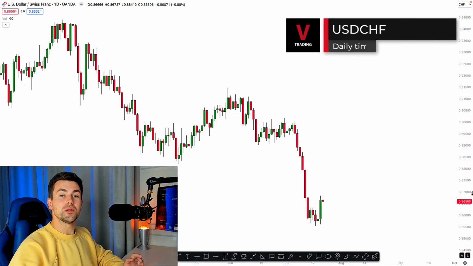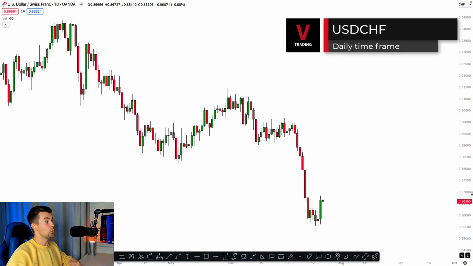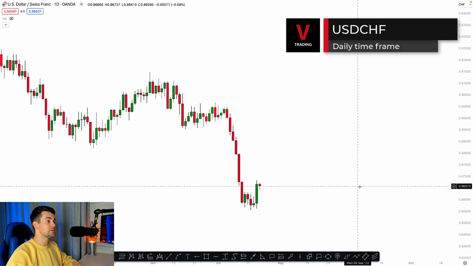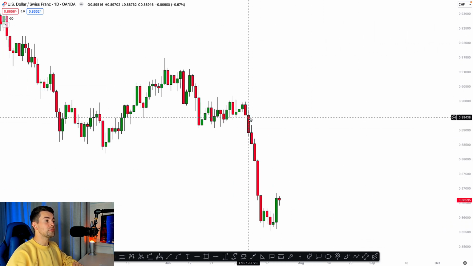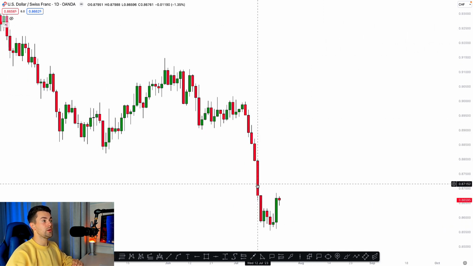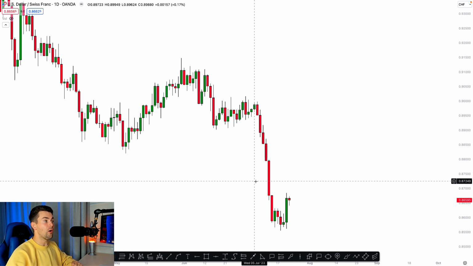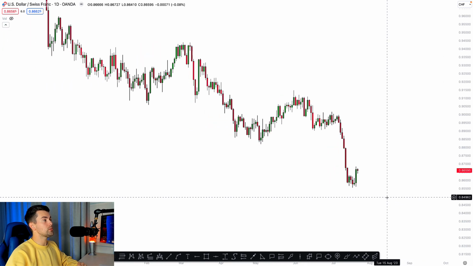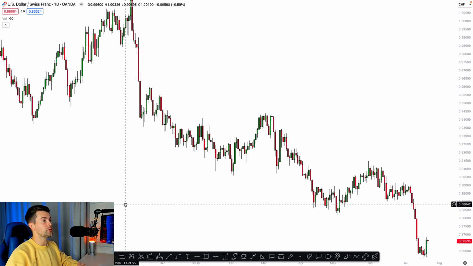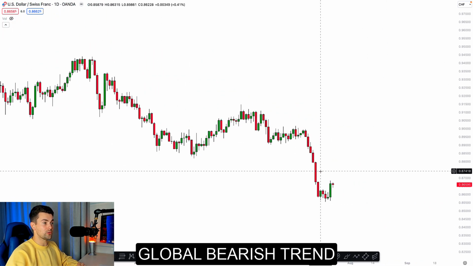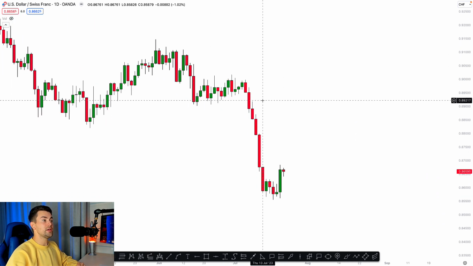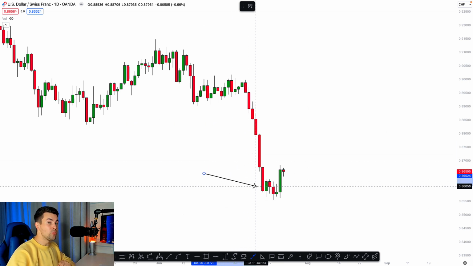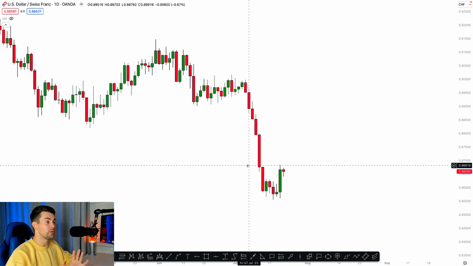I want to start our analysis with the dollar Swiss pair. We are in a daily time frame and you can see that the pair is under a strong bearish pressure. You can see how heavily bears are pushing the pair lower and lower. Moreover, we should also admit the fact that the market is trading in a global bearish trend. However, traders, I guess you would agree with me that after this recent bearish movement, the market looks quite oversold and probably the correctional movement is coming.